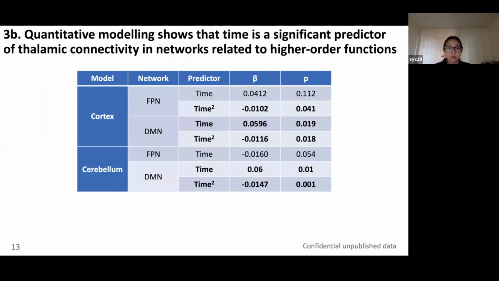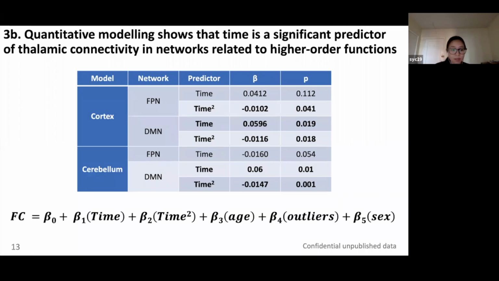And so for our third objective, quantitative modeling does show that time is indeed a significant predictor of thalamic connectivity, especially in networks related to higher order functions such as the DMN and FPN. And this is an example of one of our equations of our models.